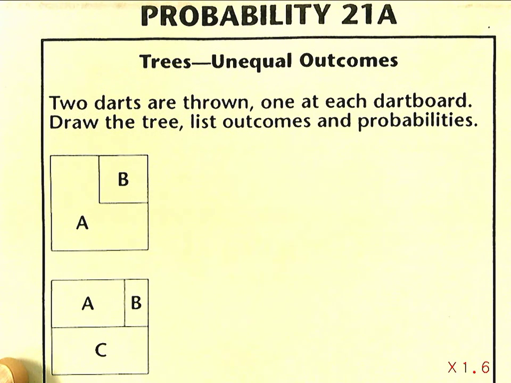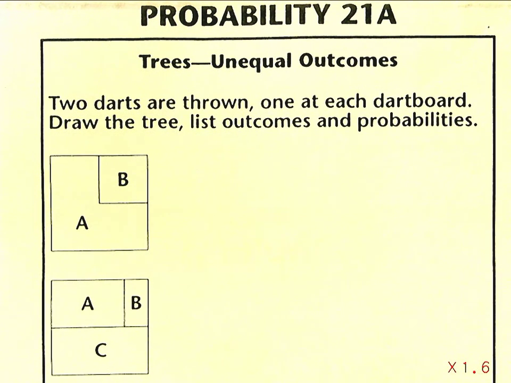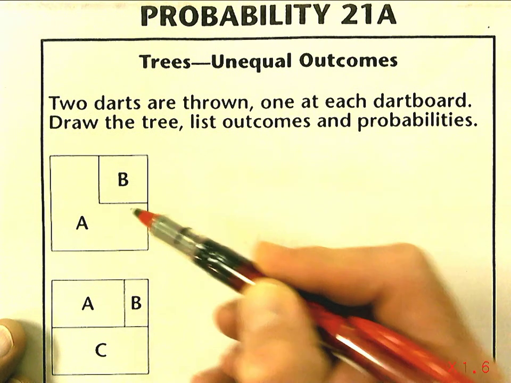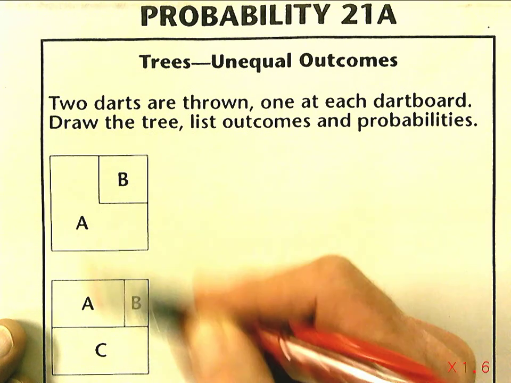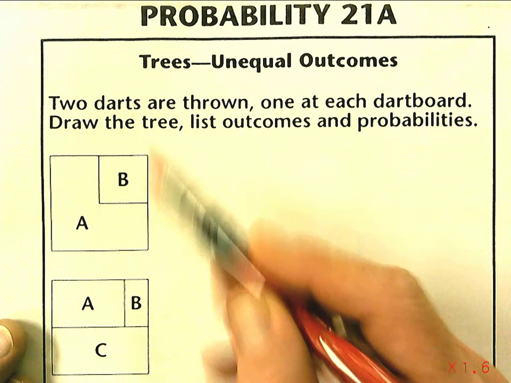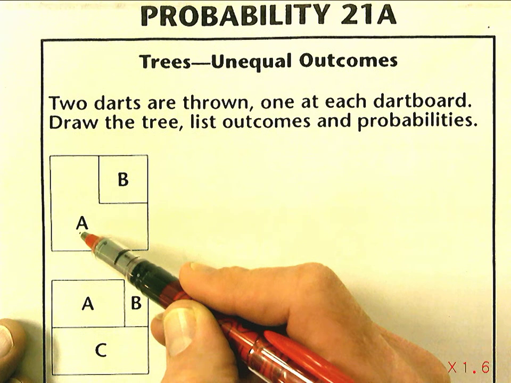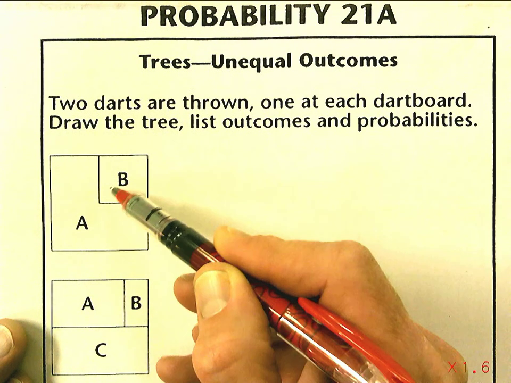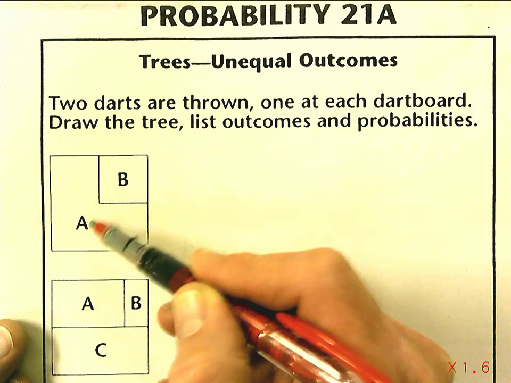And so in this particular problem, we have two dartboards, and we're going to look at each one separately and then draw our tree diagram to represent the probabilities of hitting combinations of the two. So we think of throwing a dart at this one first and then throwing a dart at this one second. So first event, second event. And you can see from the dartboards that there's not an equal chance of hitting A or B. In fact, A has a much more likely chance of being hit than B does because it's larger.